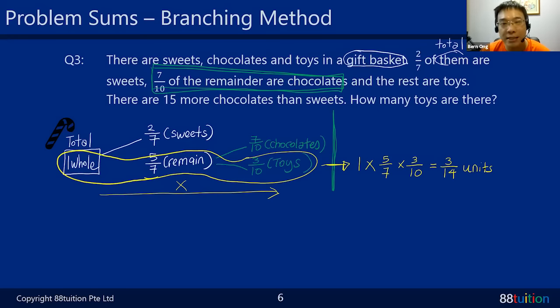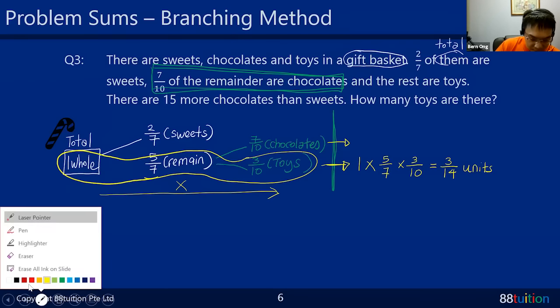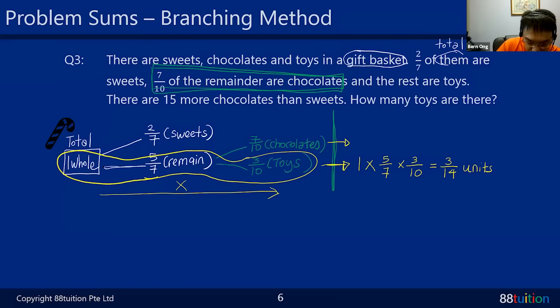So this 3 over 14 represents the toys against the total. Yes, that's the toys. Correct. And can we just go and find the chocolate? Let's just do it for fun. The chocolate is also coming from the total line out here. Look at my laser beam. The chocolate comes from the remainder, which comes from the whole. So this 5 over 7 comes from here. My chocolates come from my remaining, which comes from the total. So this particular line, my laser pointer, this line.